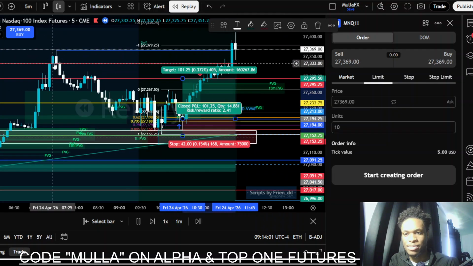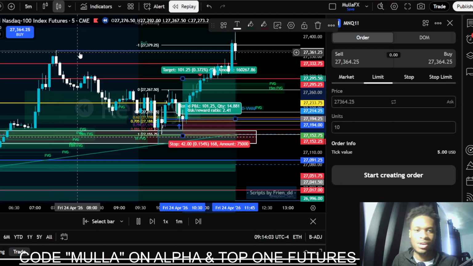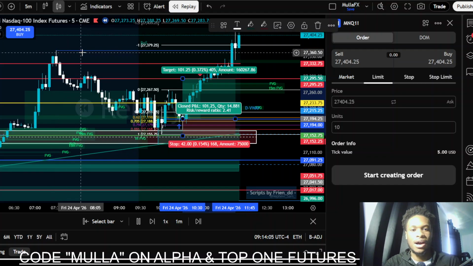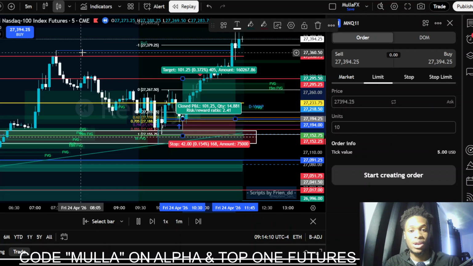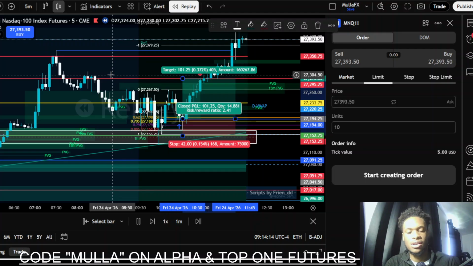As you can see, it pumped up and took out the highs, as we said as well. So I didn't stay for that, unfortunately. But yeah, like I said, I just wanted to get my quick win. I wanted to just get the base hit out of the way. I know where the draws on liquidity are, which is what I've been focusing a lot on as well.